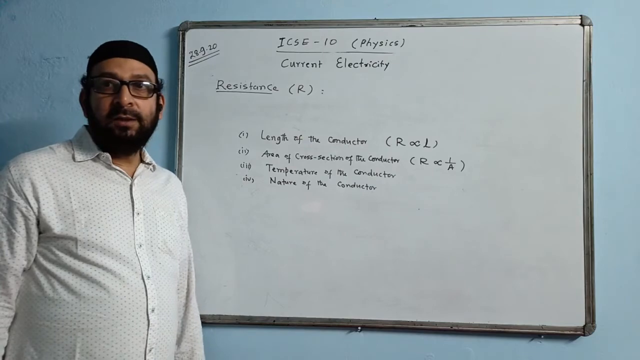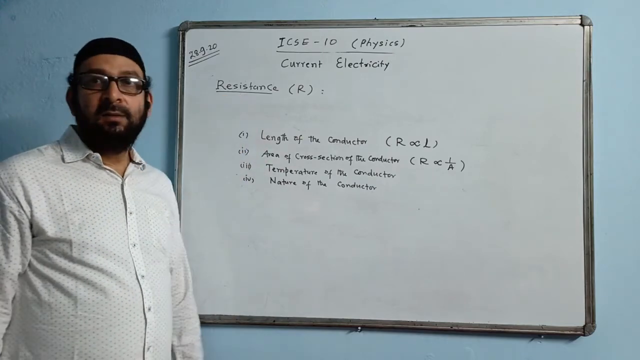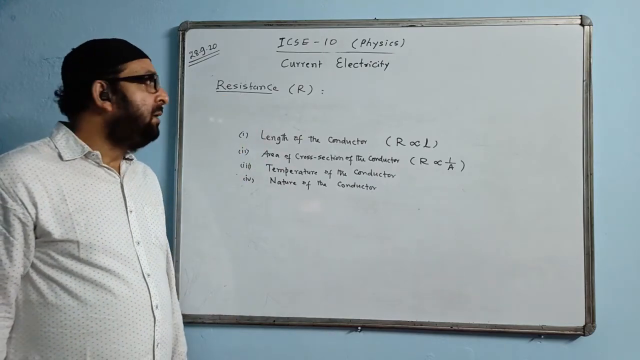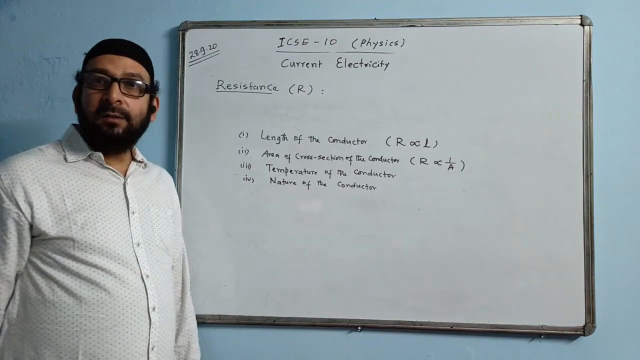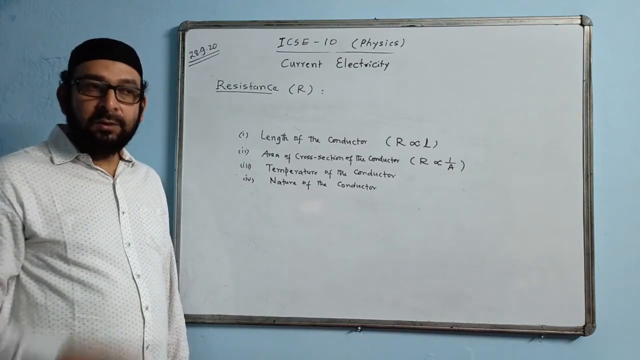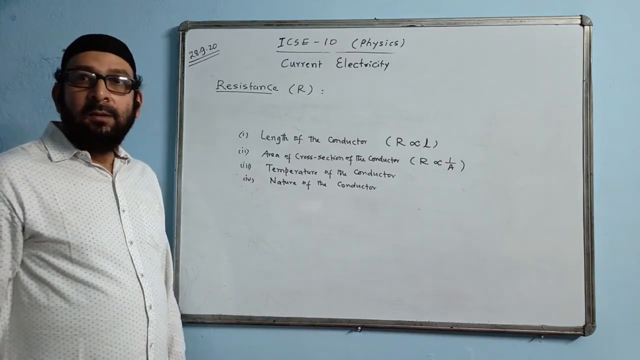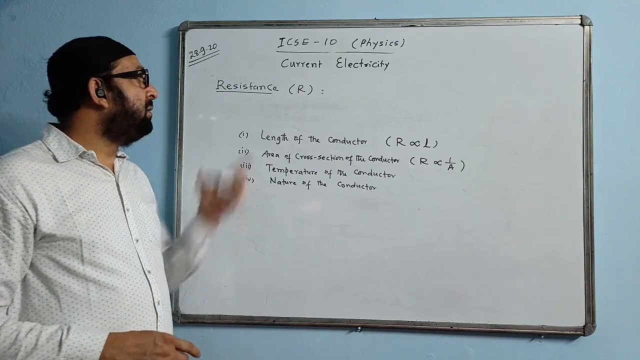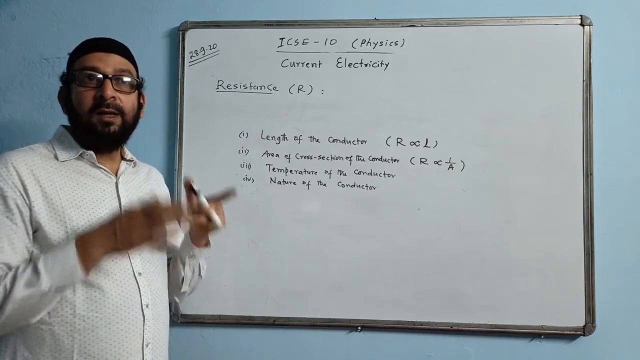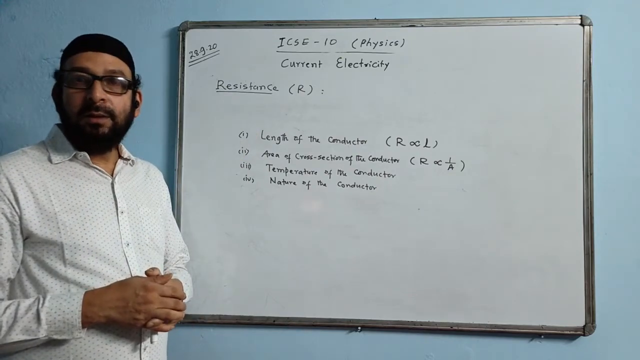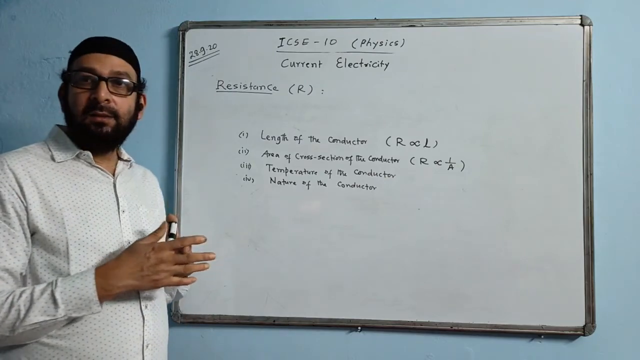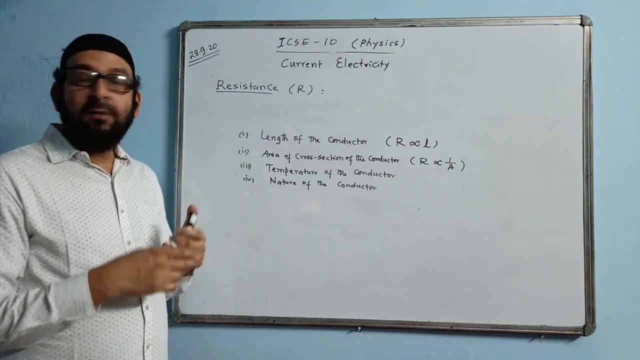Okay, first part we have written what is resistance. We have written the definition already. It is the property of a conductor due to which it obstructs the flow of current. Why does it obstruct the current? Why is this property there in a conductor? It is due to the collisions between the electrons and the fixed ions.